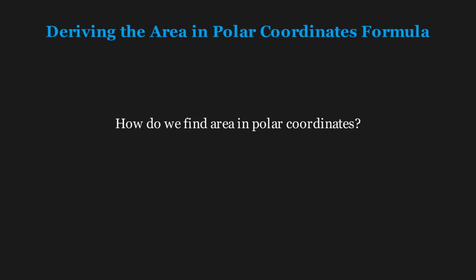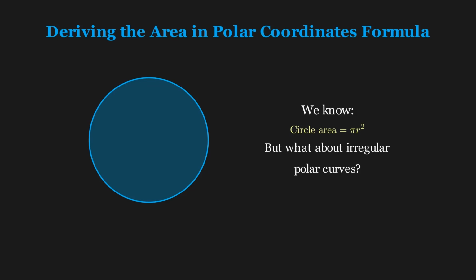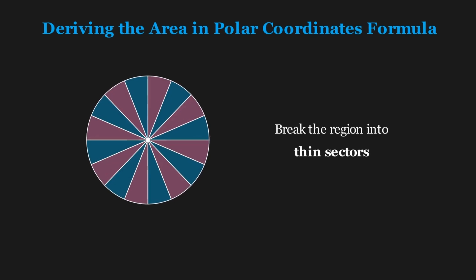Now let's derive the formula for finding areas in polar coordinates. We'll use the fundamental calculus approach of breaking complex regions into smaller pieces. We know that the area of a circle with radius r is pi r squared. But what about irregular polar curves? The key is to break these regions into manageable pieces. Here's the idea. We can break any polar region into thin sectors, like slicing a pie. Each sector is approximately a piece of the circle, so we can use our knowledge of circular sectors.